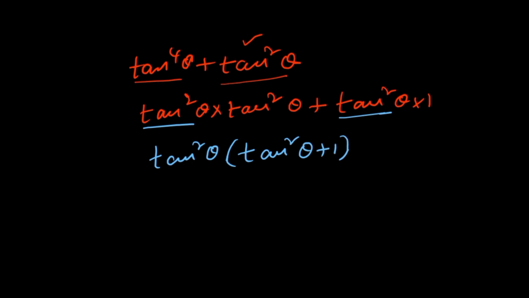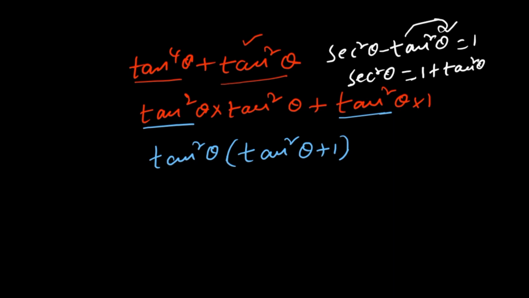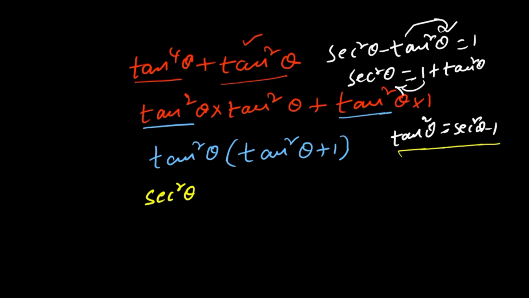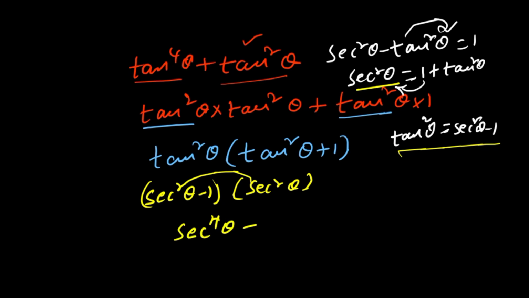So using the identity secant square theta minus tan square theta equal to 1, from this you get secant square theta equal to 1 plus tan square theta, right? Just by transposing. Otherwise, from this again, if you transpose you will get tan square theta equal to secant square theta minus 1. So instead of tan square theta I am going to take secant square theta minus 1, and tan square theta plus 1 is secant square theta, right? Now you can multiply these two: secant power 4 theta minus secant square theta into 1 is secant square theta. Okay, so this is the answer for this question.